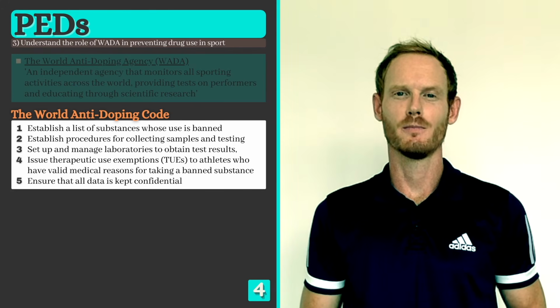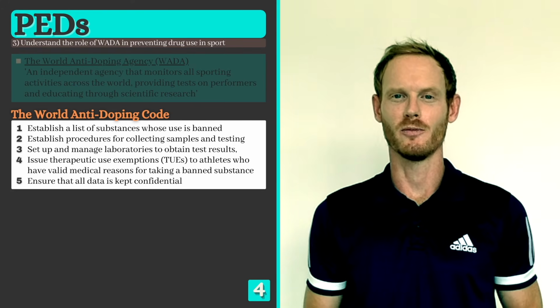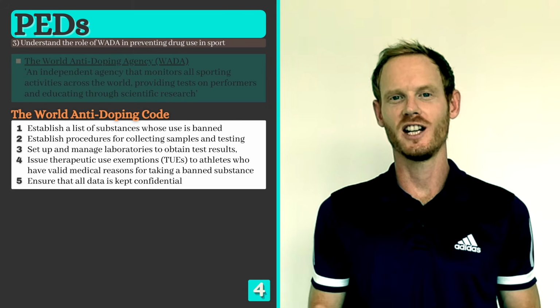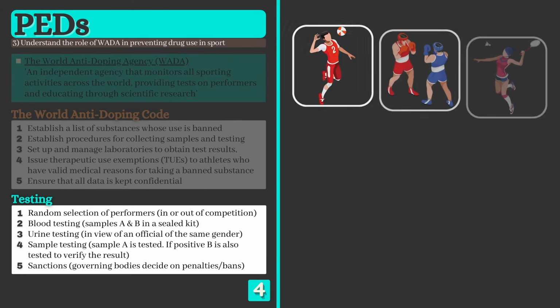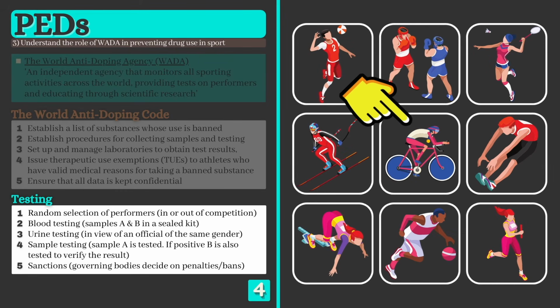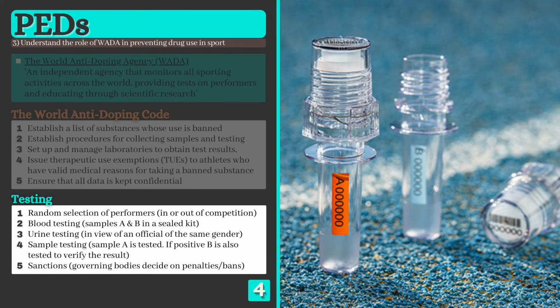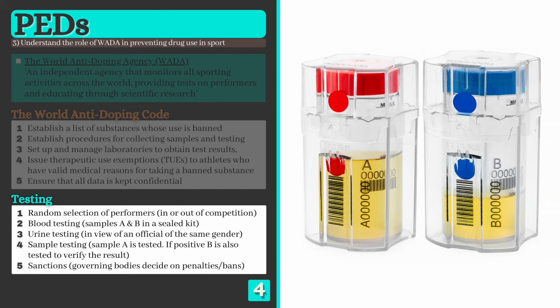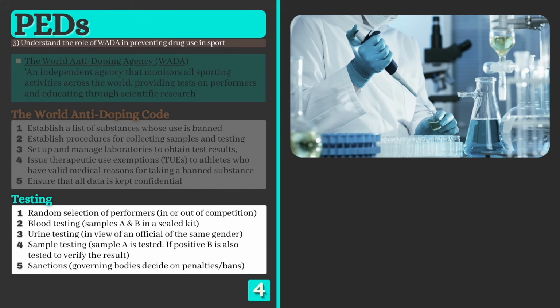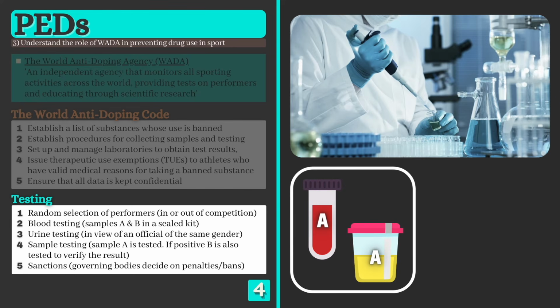Of these standards, much of WADA's focus is now on the testing of performance-enhancing drugs, which is achieved via the following methods. Firstly, athletes are randomly selected for testing and can be called upon at any time, whether in or out of competition. Once selected, athletes are given a sealed kit in which to place 2 blood samples labelled A and B. 2 urine samples must also be provided at this point, in clear view of an official of the same gender. The samples are then sent to a registered laboratory for testing, and sample A is analysed first.